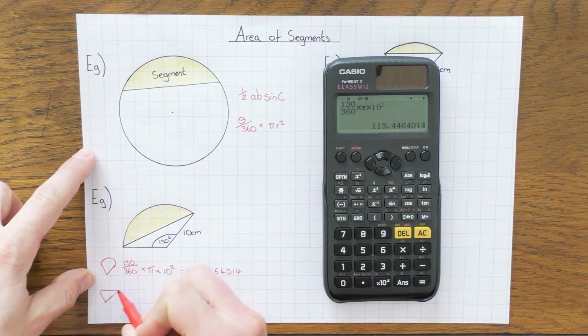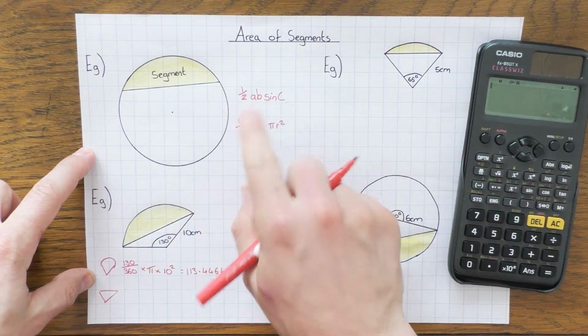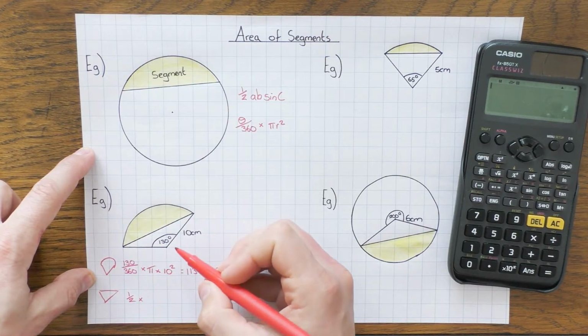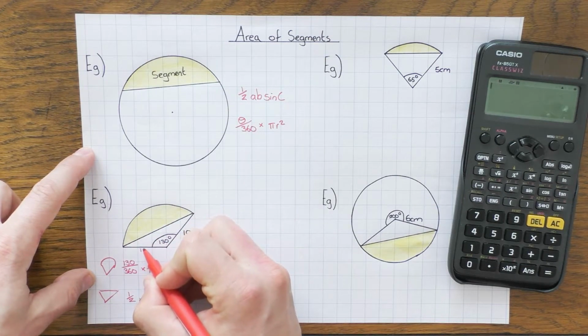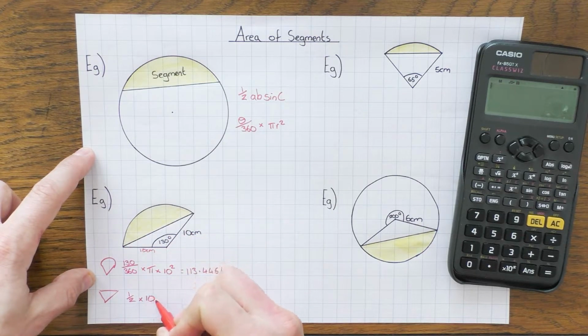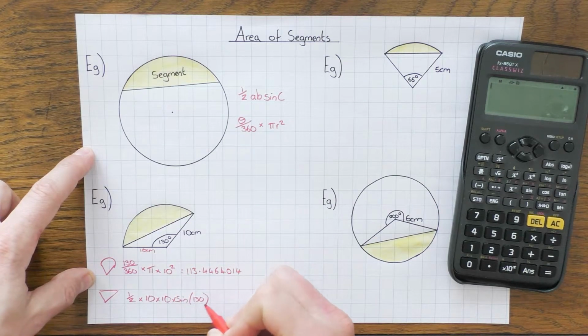Once I've done that, I then need to work out the triangle. I'm just going to draw a little sketch of a triangle to show that's what I'm now doing. This is where we use the half ab sine C rule. So it's a half times 10. This will also be 10 centimetres because they're both radiuses. So times 10 times 10 times sine, and the angle is 130.